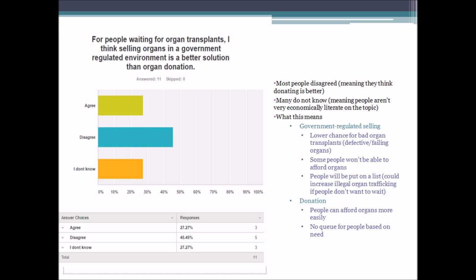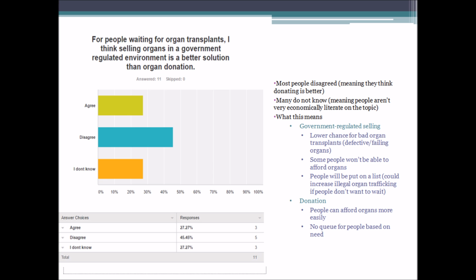In the question of government regulation on organ selling rather than using the means of donation, most people disagreed with this, meaning that they think that donating is better than selling, even though it would be in a government-regulated environment. And surprisingly, many people do not know about this topic. They answered, "I don't know," on the question. So that means that they aren't economically literate on the topic.